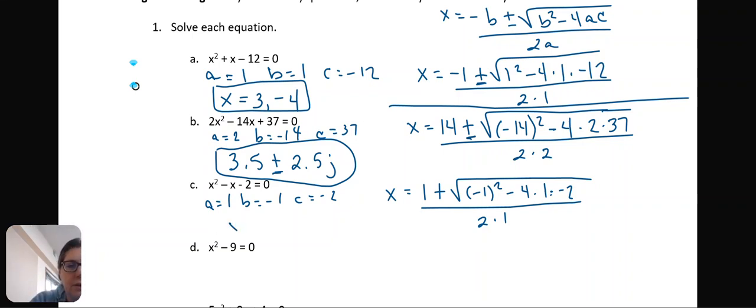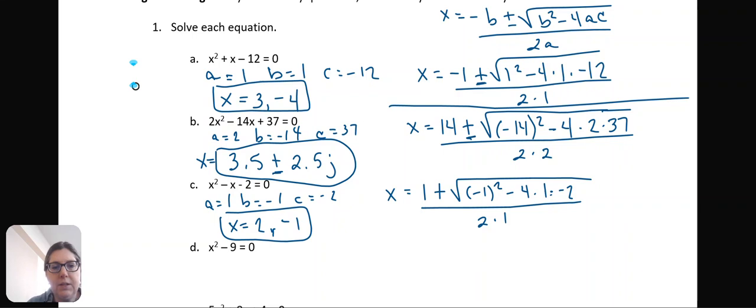So the first answer I got is 2. So I'll go ahead and do the minus. And I got a negative 1.